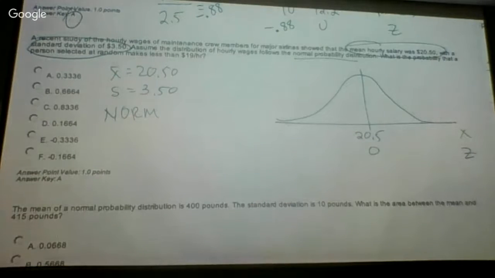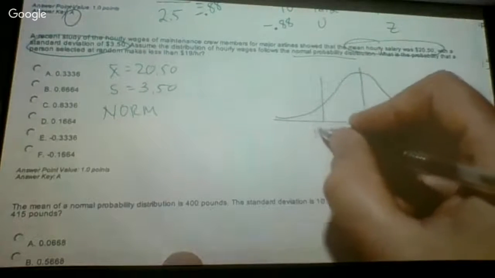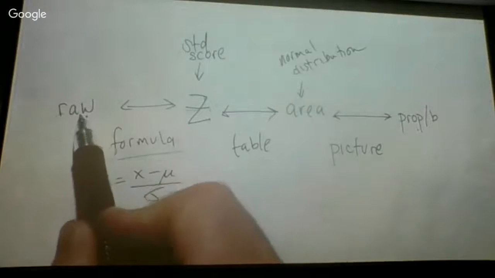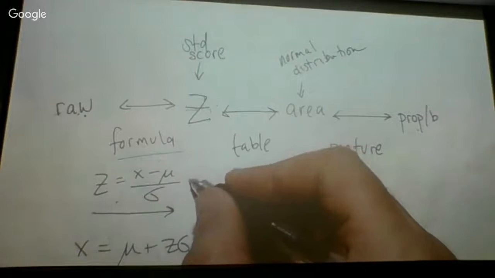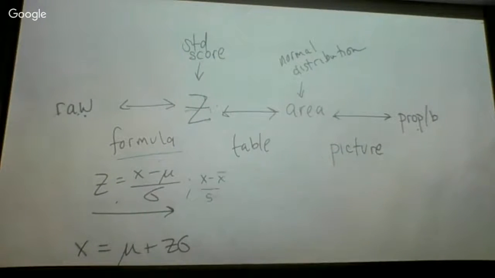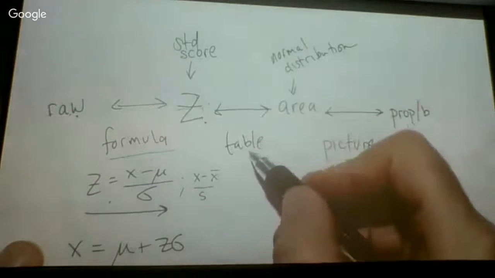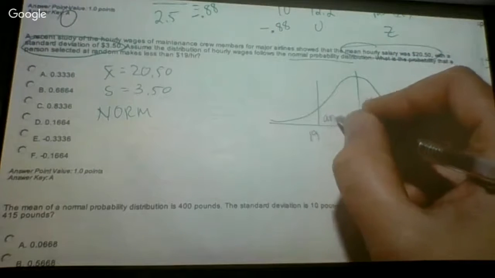I got to put the raw score of $19 up there somewhere, left or right? Which side, left or right? Left. Thank you. I need to be able to convert that raw score of 19 using this formula, otherwise known as x minus x bar over s. Get a z-score, go to the table with that z-score, get an area.